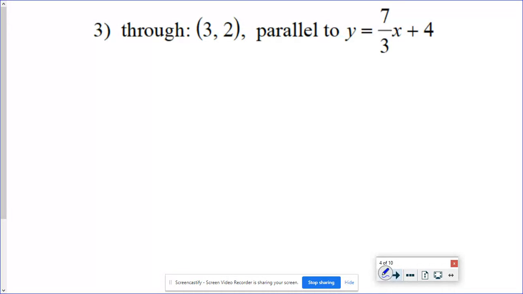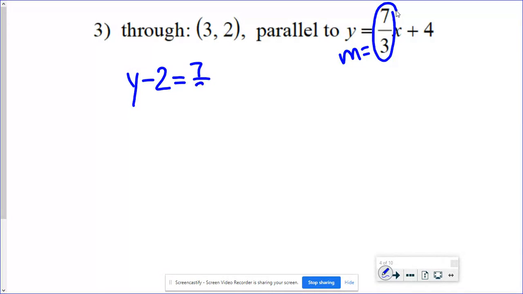So parallel to this equation, again, here's my slope. That's all I needed. Now, y minus my y number equals m times x minus my x number.